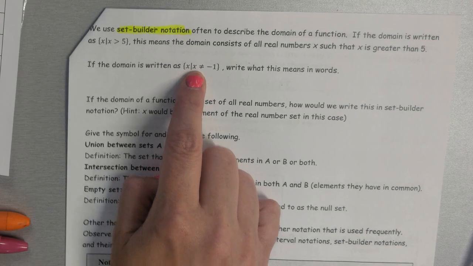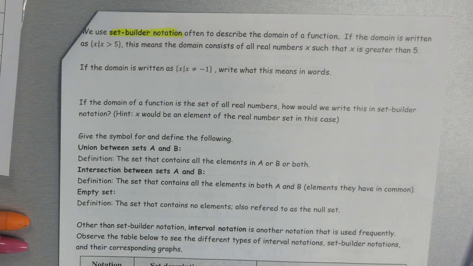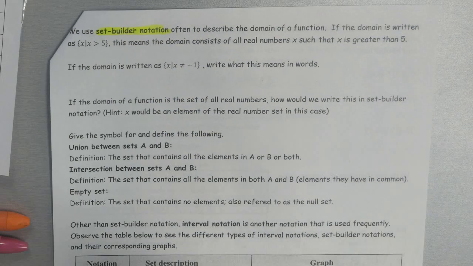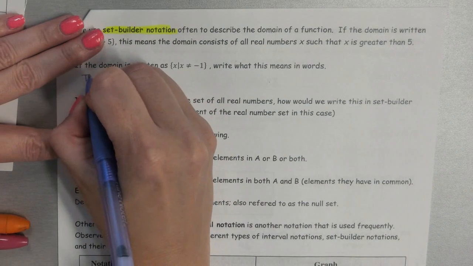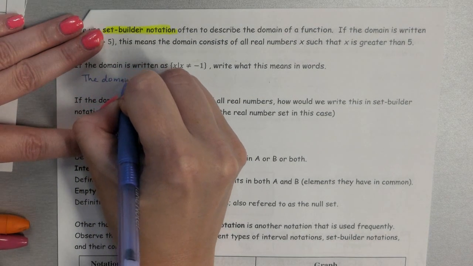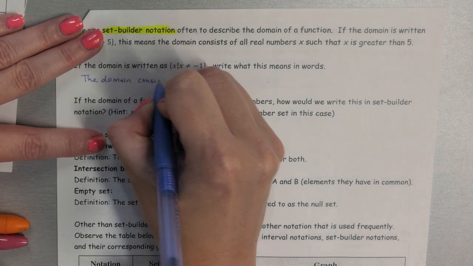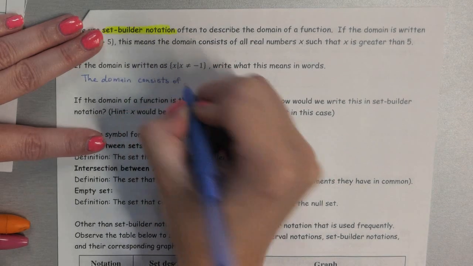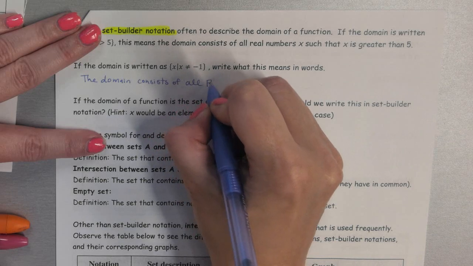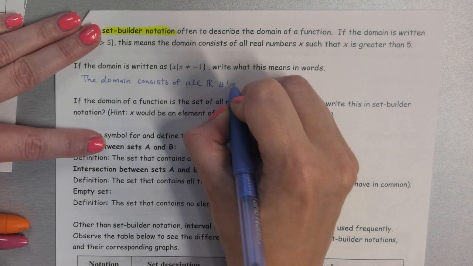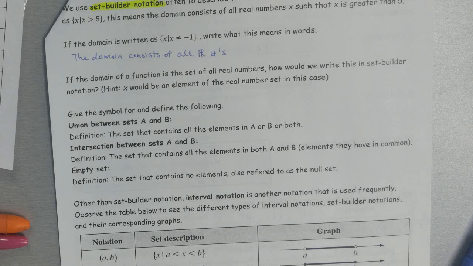Alright, I'll let you do it with your row. Go ahead. With your row, write this down. And I'll even start the sentence for you. The domain. Okay, so I started the sentence for you. See if you can finish that. Domain consists of all real numbers.